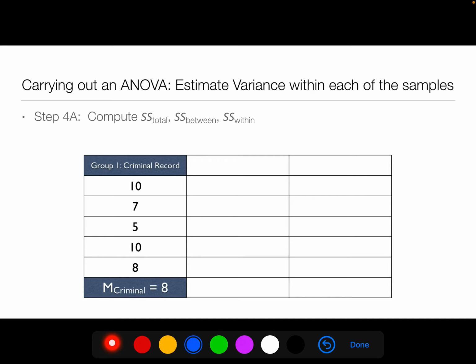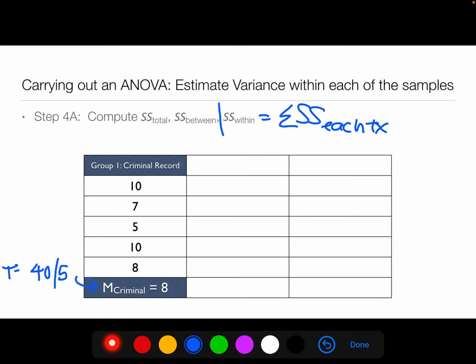So first we're going to start with our sums of squared within because these are skills that we've been doing all along. Our sums of squared within formula is going to be equal to the sum of the sums of squared in each treatment. So to do that, I'm going to need to calculate the sums of squared of each treatment. For my criminal record group, I have these 5 scores. I add those 5 scores together and I get 40. I'm going to divide that by 5 and I get my mean of 8.